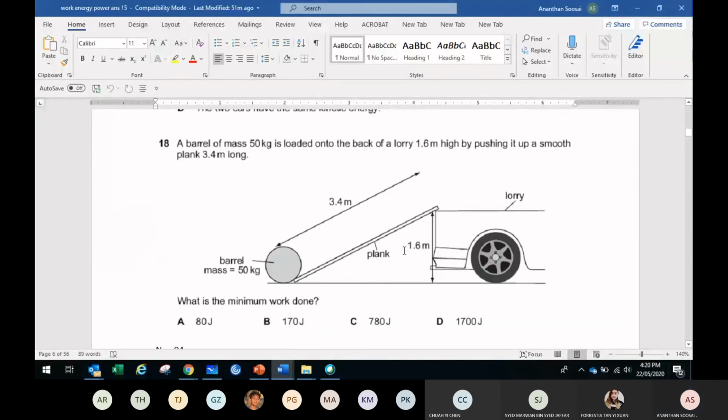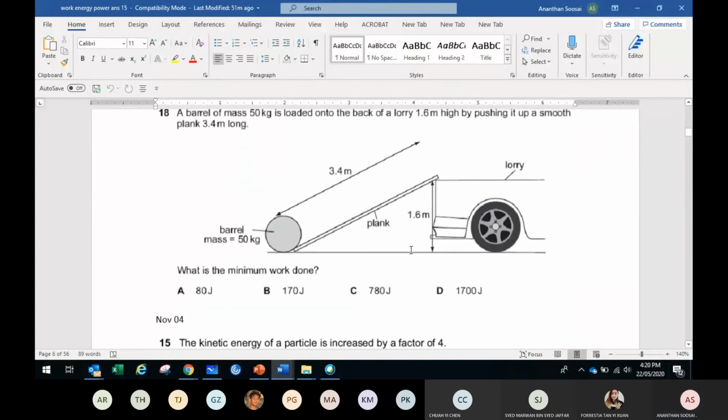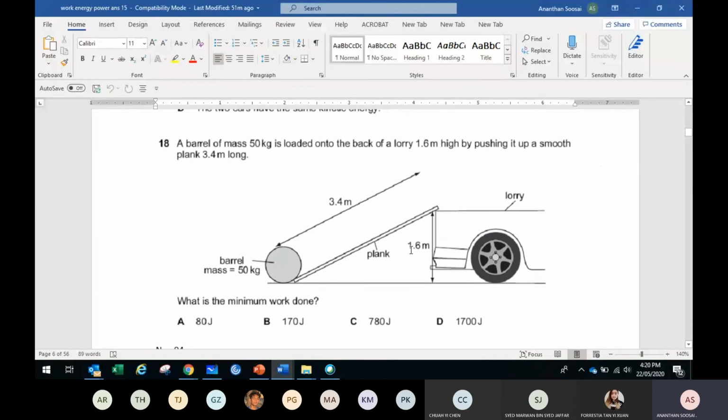Okay, this one, 18. Sorry, hold on. Which page is this? This is page 6. Page 6, question 18. Okay, get me the answer. One minute again. Come on. Put it into WhatsApp. Hope everyone gets the same answer like just now.